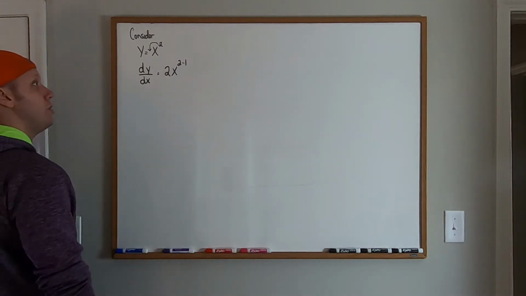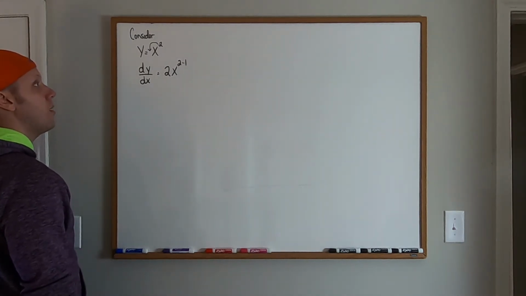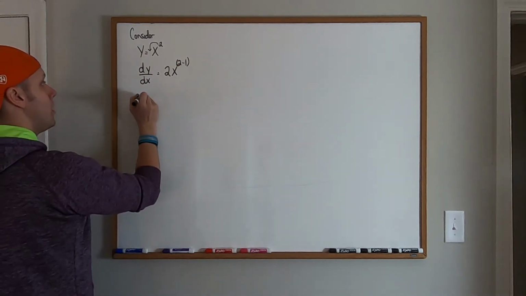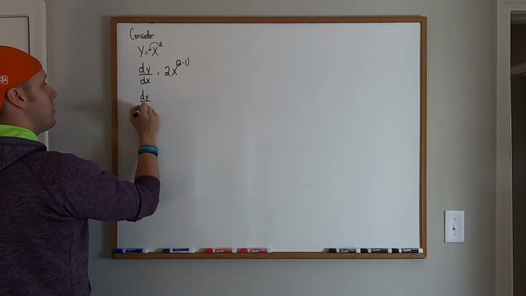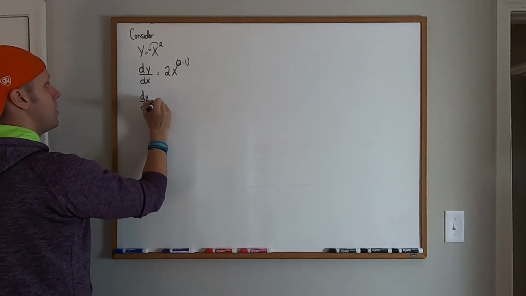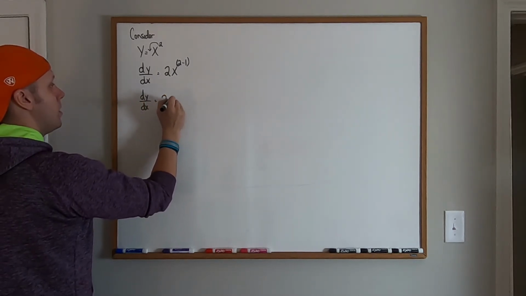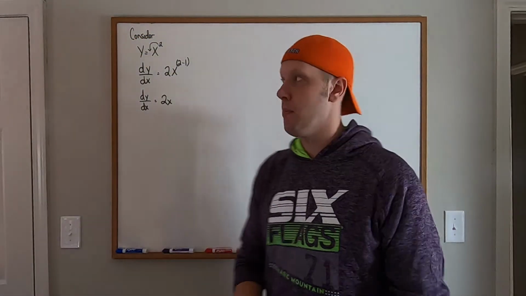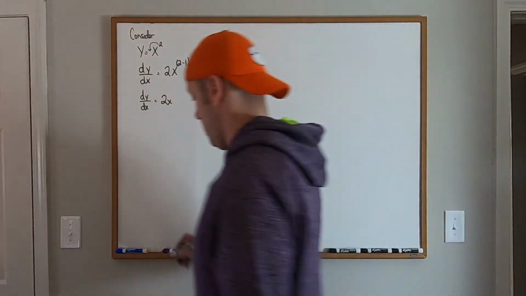So I will have 2 times x to the power of 2 minus 1. How do I evaluate that further? Well, it just becomes 2x, or 2 times x to the first power.